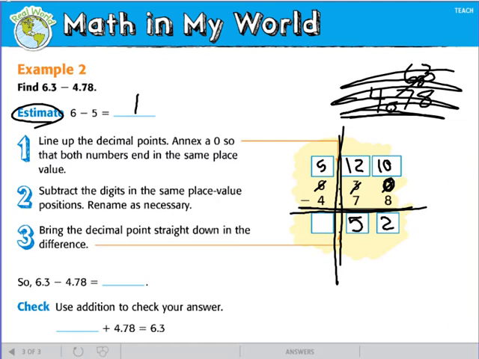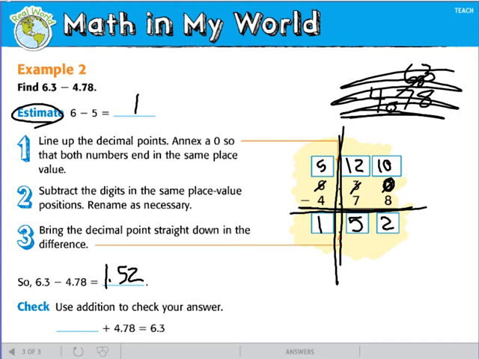5. Which is 1 more than 4. So I guess you were close. 5 subtract 4. 1. So, 6 and 3/10 subtract 4 and 78/100 is 1 and 52/100.